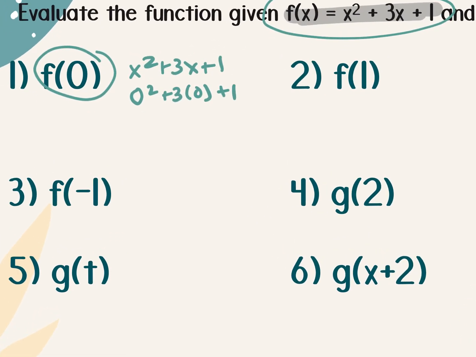And I end up with 0 squared, which is 0, plus 3 times 0, which is 0, plus 1, and that's 1. So do you write f of 0 equals 1 or just 1? The answer could be written as just 1, or it could be f of 0 equals 1, like that.